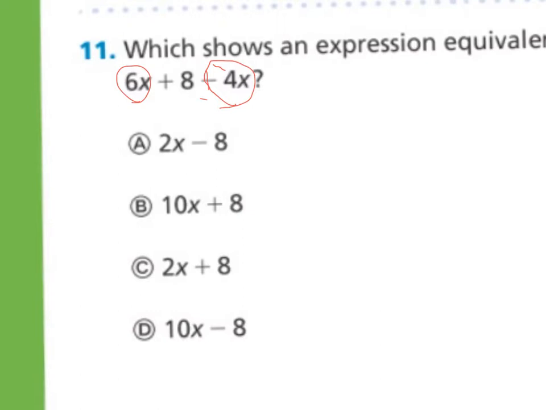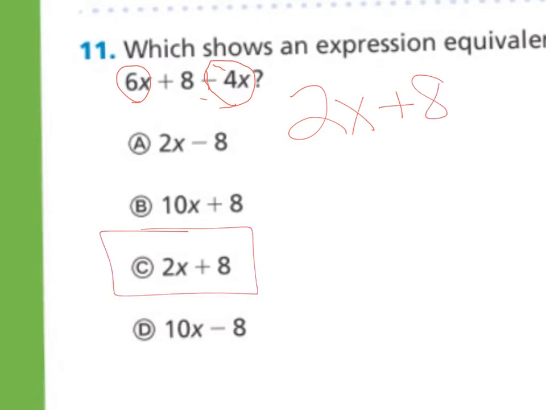When we work that out, then 6x plus negative 4x, they're fighting it out. We got more positives here by 2, so that'd be 2x. And then the plus 8 just comes in behind there. Again, those are not like terms. We can't combine them, and that matches exactly with answer choice C.